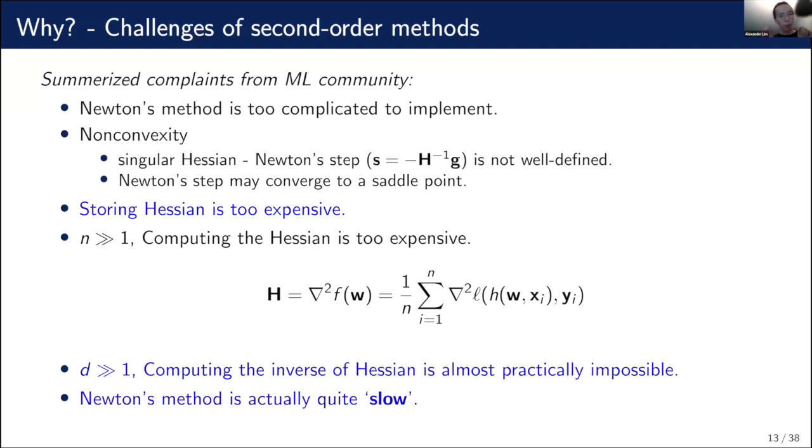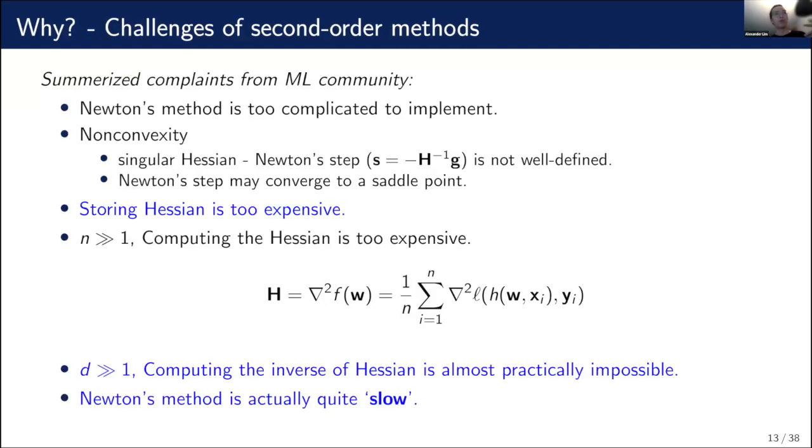Now, for the purpose of my talk, I will be dealing with these three particular points. Okay, how you can deal with the problem of storing the Hessian being too expensive, the problem of inverting the Hessian being impossible, and what I mean by Newton's method being actually quite slow. So let's take a look at the first two points, storing the Hessian and d being very large, which makes computing the Hessian and the inverse of the Hessian practically impossible.